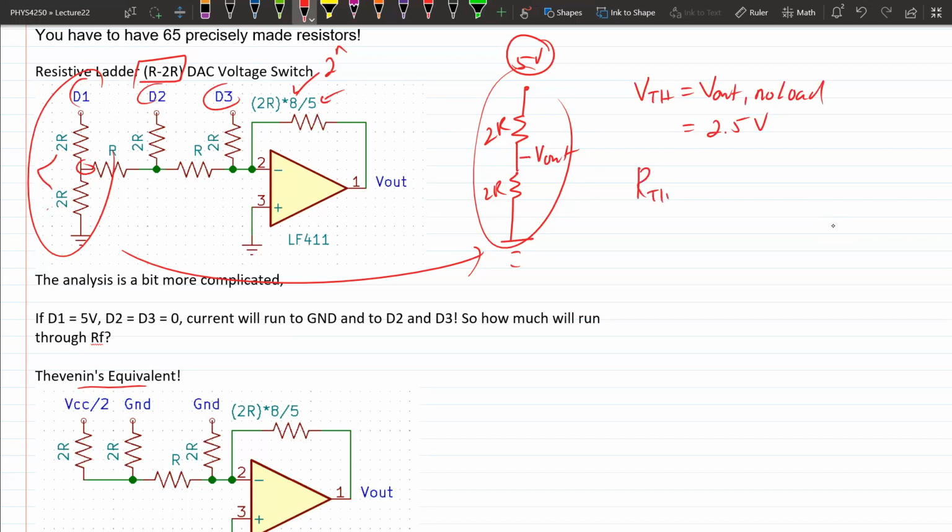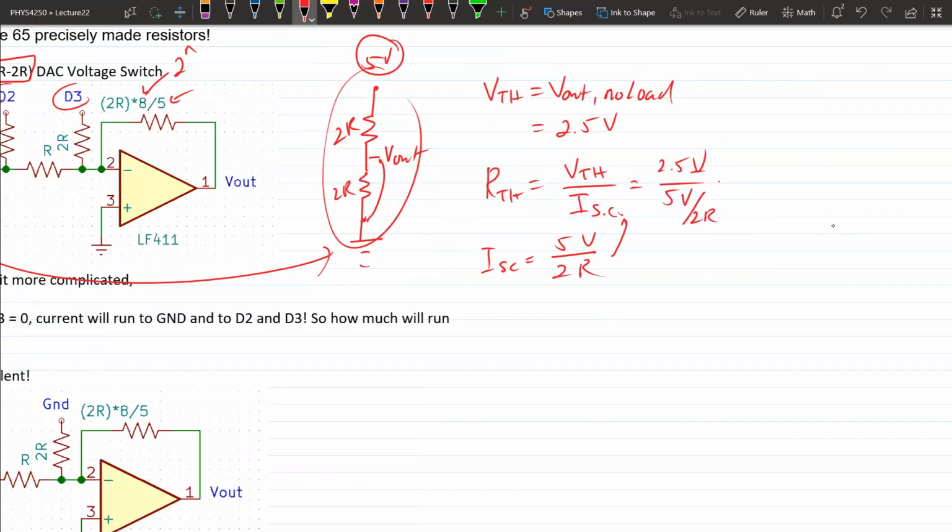R Thevenin, if I do this math right, is V Thevenin divided by I short circuit. Remember that? I short circuit means, if you just connect this to ground, how much current will go through it? It's going to be 5 volts divided by 2 times the resistor value, 2R. V Thevenin is 2.5 volts.